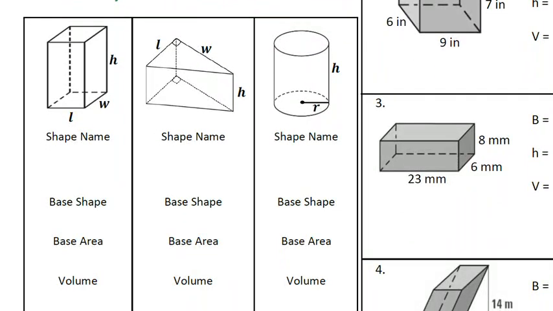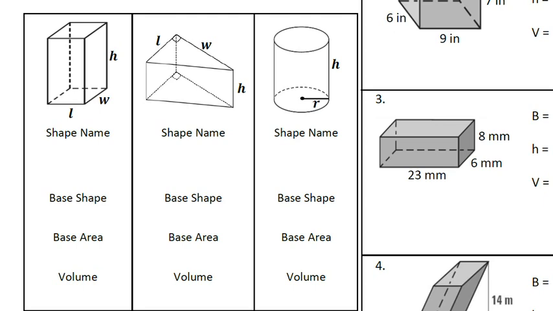For the next section, class, this is again right out of your flip book, just trying to help you understand these. Here's the 3 shapes we're talking about on this worksheet. I would expect you to fill this out. For the first one, this is called a rectangular prism. The base shape is a rectangle. The base area is going to be length times width. And the volume is going to be base area times height.